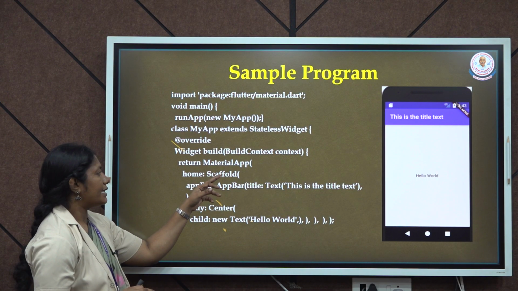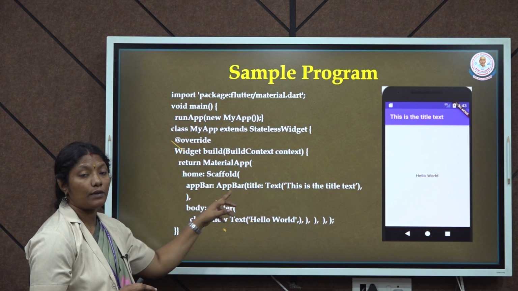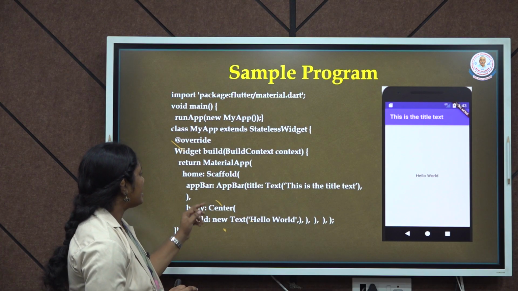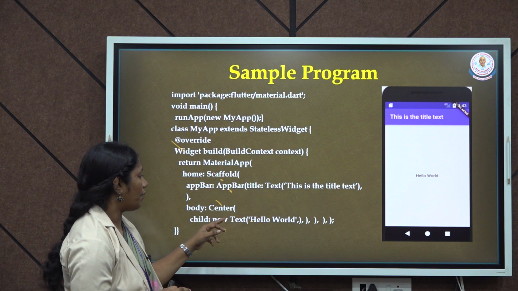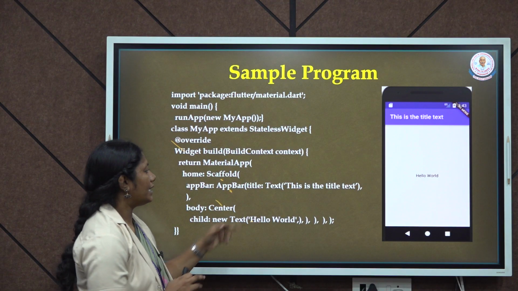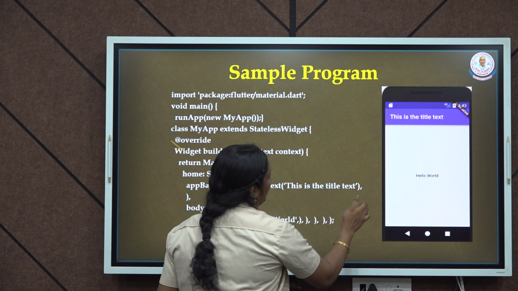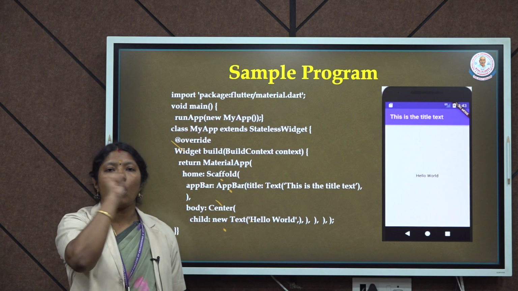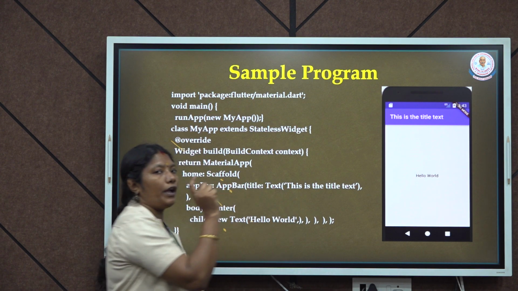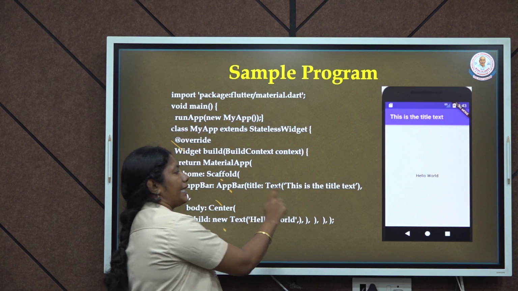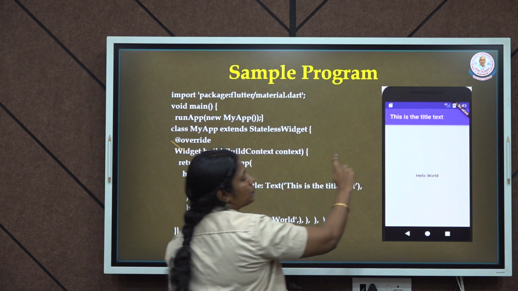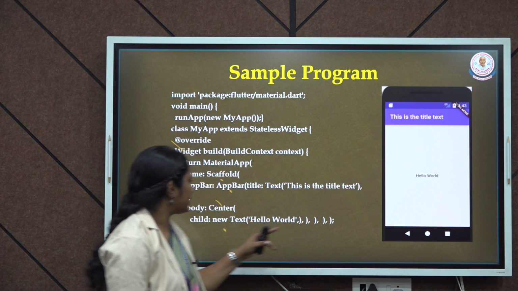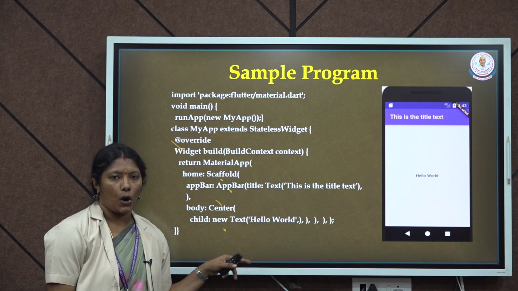Inside the MaterialApp, it provides the basic structure of our application. Inside Scaffold we can define appBar and body. In appBar, we give the text, this is the title text. Appbar defines the top bar. So, whatever you give inside this appBar text, it will be displayed at the top of the application. So, this is the title text.